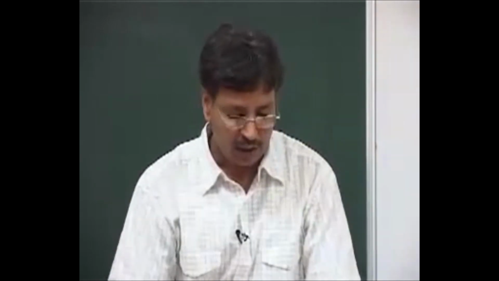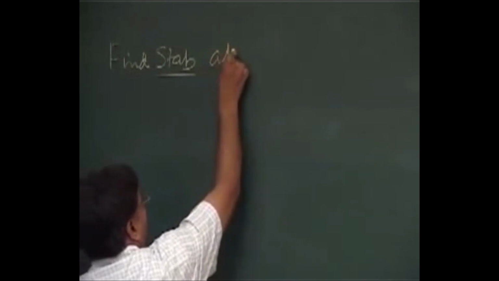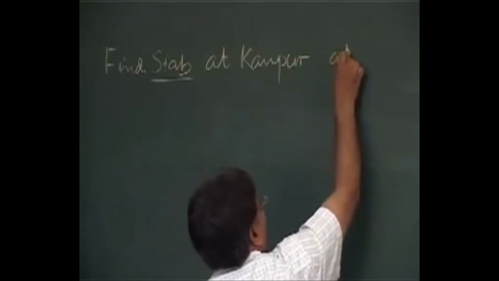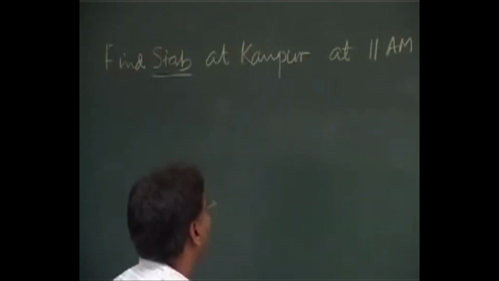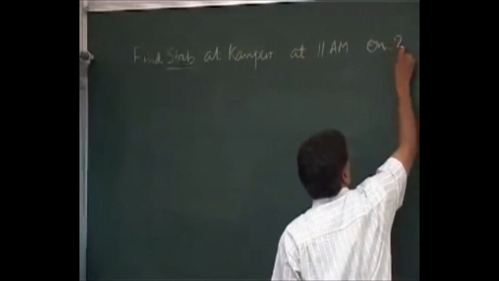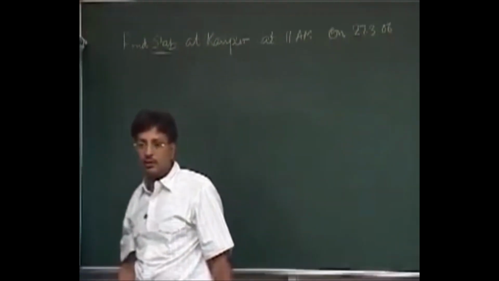What I'll do is go through this example quickly so that you can understand the thing. So now the objective is to find the stability. When I say stability, I mean atmospheric stability at Kanpur at 11 a.m. on (27,306). That's my objective.